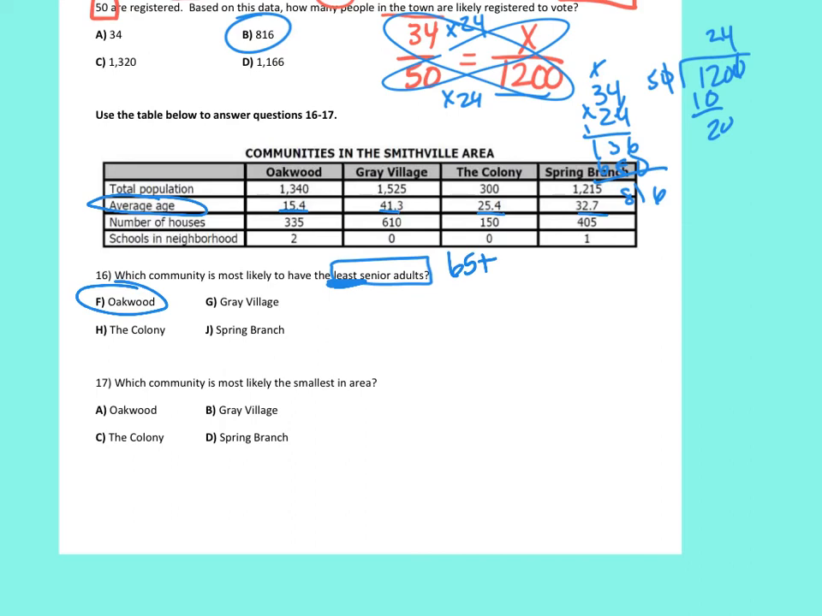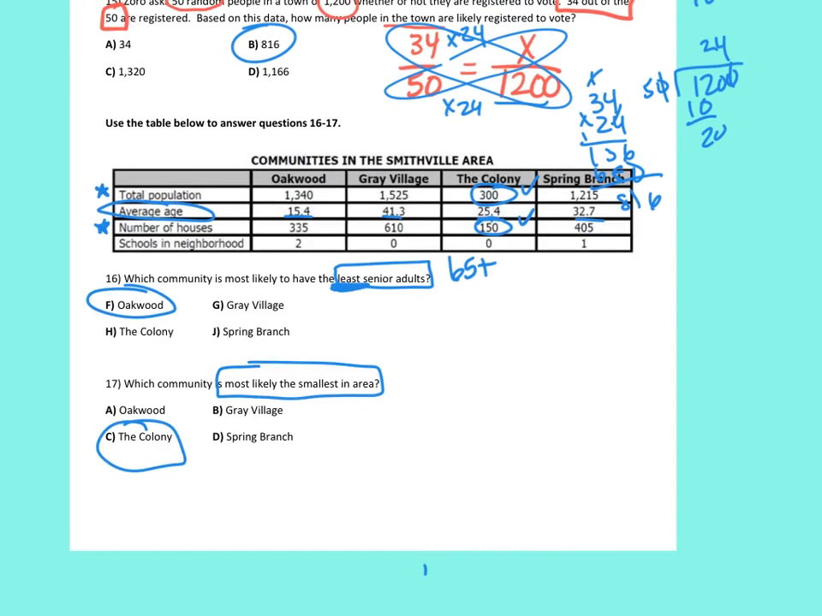Number 17, which community is most likely the smallest in area? Which should we look at to figure that out? We've got population, age, houses, or schools. Probably houses and population. Colony has 300 population, and the number of houses is only 150. So both of these are the lowest. That should be the right answer. That should be the smallest. They have the smallest amount of everything, basically.